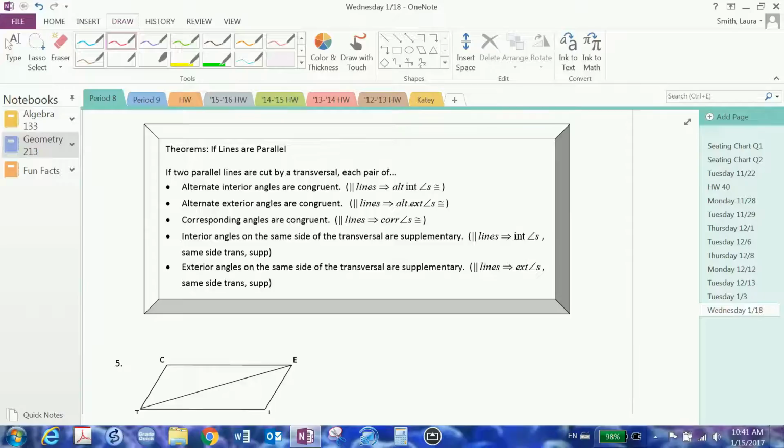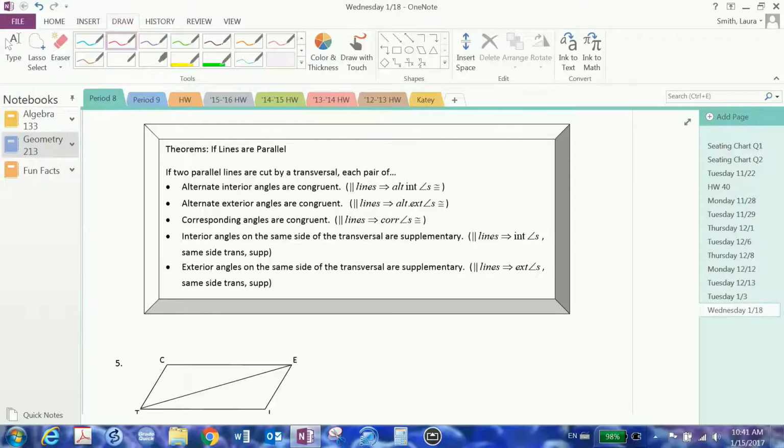we go backwards. So the alternate interior angles will be congruent. The alternate exterior angles will be congruent. Corresponding angles will be congruent. And we'll have these interior same side of the transversals will be supplementary, and exterior same side of the transversal will be supplementary. So the 5 methods that we used to prove lines were parallel, we can now use the converse. We can just reverse it and say if we have parallel lines, then these 5 situations must also be true.